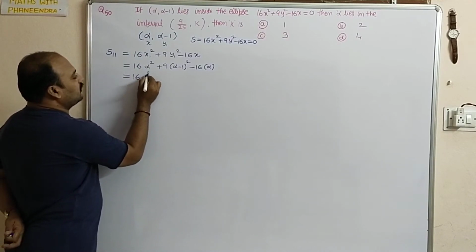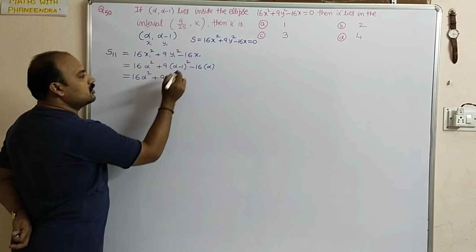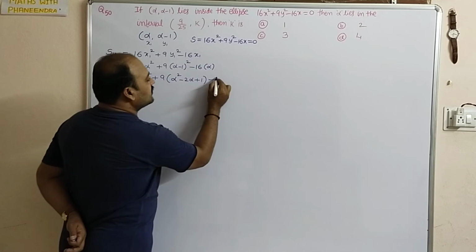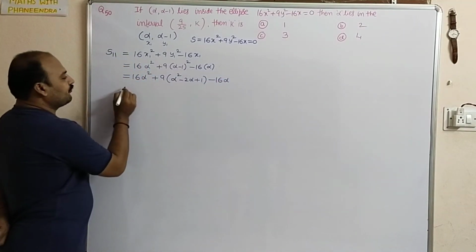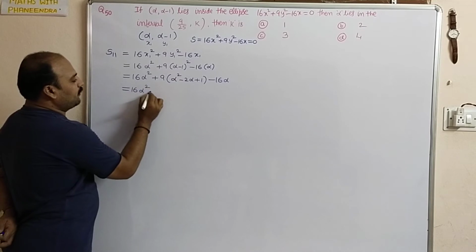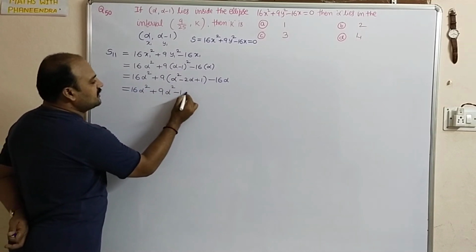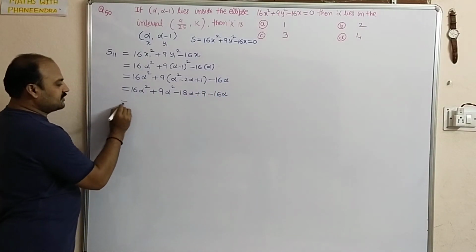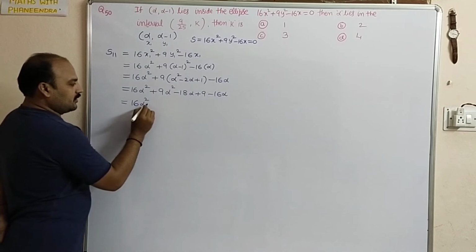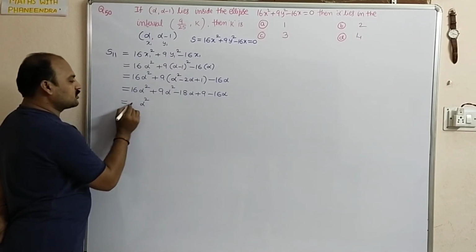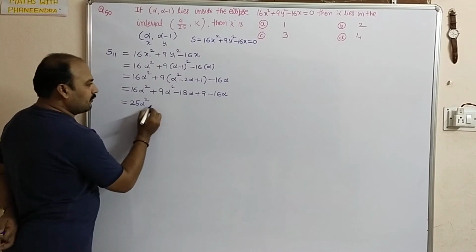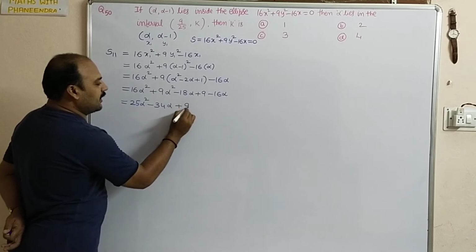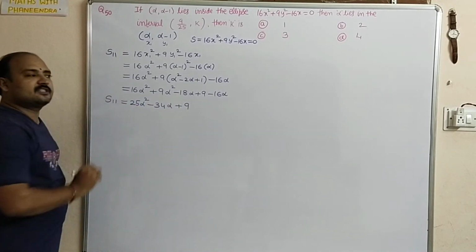16 alpha square plus 9 into (a minus b) whole square expansion, alpha square minus 2 alpha plus 1, minus 16 alpha, which is equal to 16 alpha square plus 9 alpha square minus 18 alpha plus 9 minus 16 alpha. So which is equal to 16 alpha square plus 9 alpha square, 25 alpha square, minus 18 alpha minus 16 alpha, minus 34 alpha plus 9. This is the value of S11.